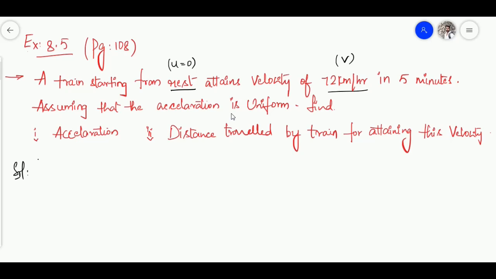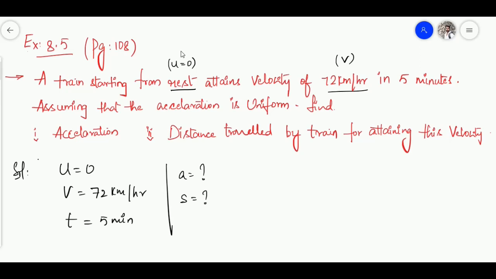So the basic approach of any problem is, let's write the data over here first. We know the initial velocity is 0, the final velocity is 72 km per hour, and the time it has taken is 5 minutes. We need to find the acceleration and the distance, which I am taking as s. We know the formula for acceleration, a is equal to v minus u by t, the change in velocity. What is the change in velocity? Final velocity is 72 km per hour minus 0, divided by 5 minutes.